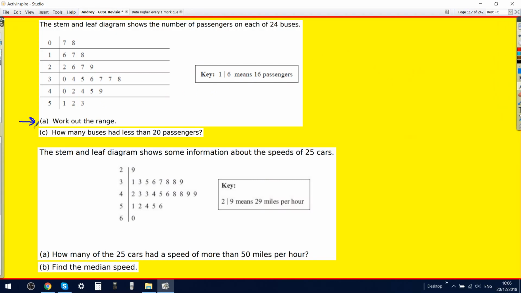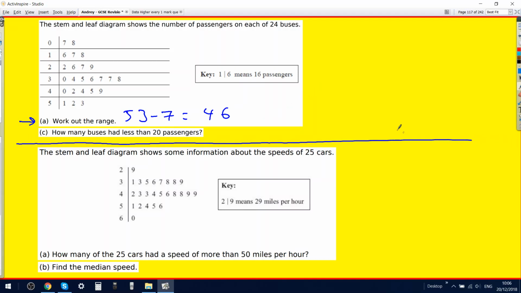How about this one? A. So would that be 53 minus 7? Mm-hmm. And that's 46. And B. So is it 5? Yep. One underneath.